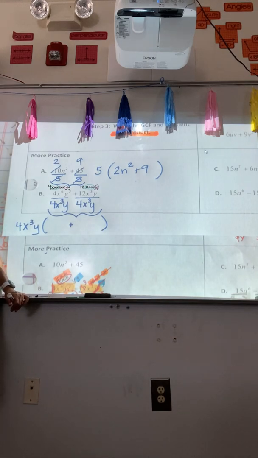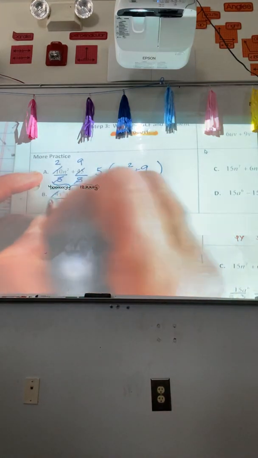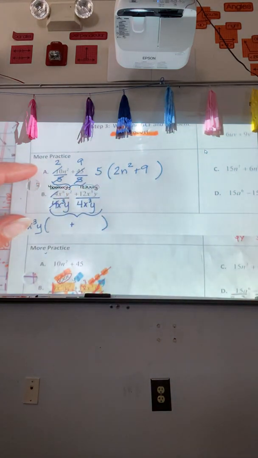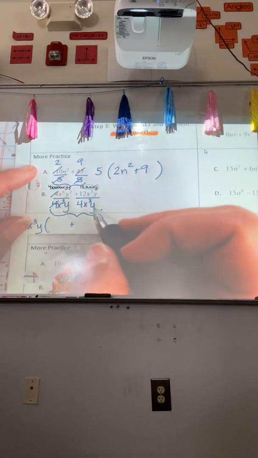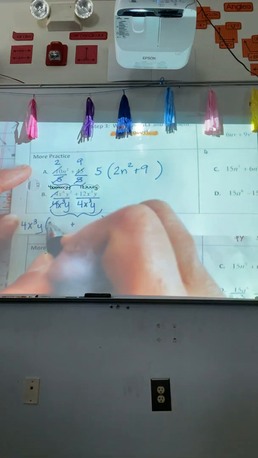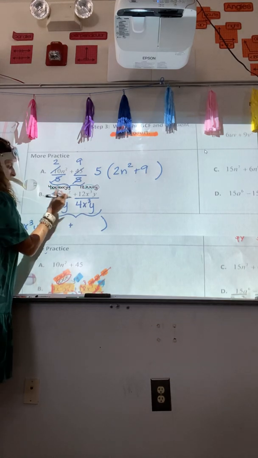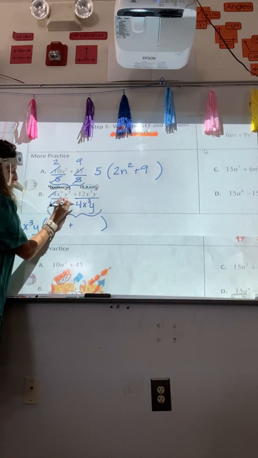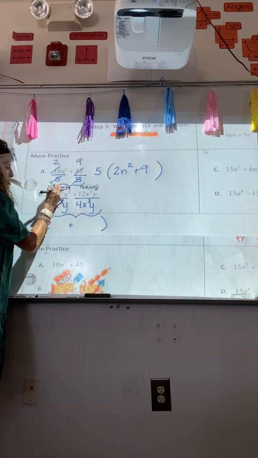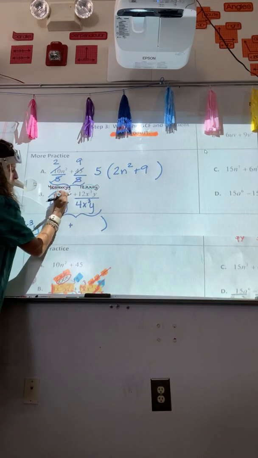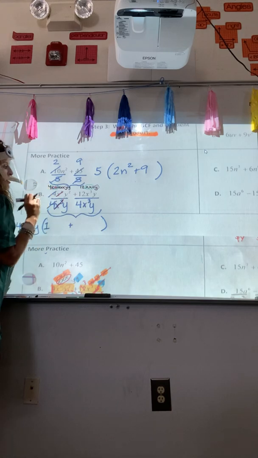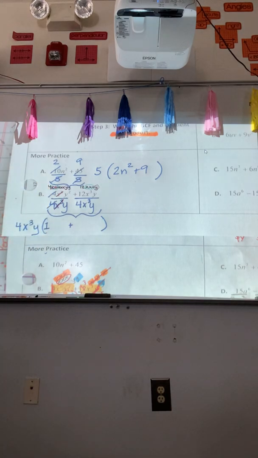Now you should be able to reduce these out. Start with your numbers. 4 divided by 4, just 1. So I could write a 1 right here for sure. You don't have to, but you can. Now look at your x's. This is x to the 6, and I'm taking 3 x's away. 1, 2, 3. So how many x's do I have left? X cubed. I have 3 x's left there.